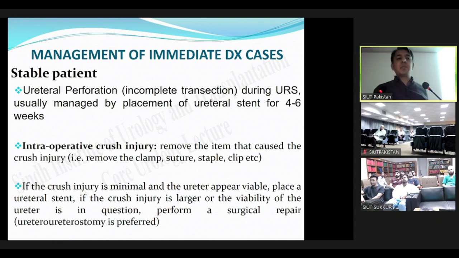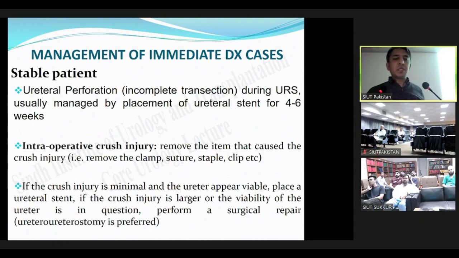If the patient is stable and there is a ureteral perforation, meaning incomplete transection during URS, it is usually managed by placement of a ureteral stent for 4 to 6 weeks. The same is the principle if the ureteral perforation or incomplete transection is present in a delayed diagnosis: we can also place a ureteric stent for 4 to 6 weeks. So this is for a stable patient and even for delayed diagnosis.